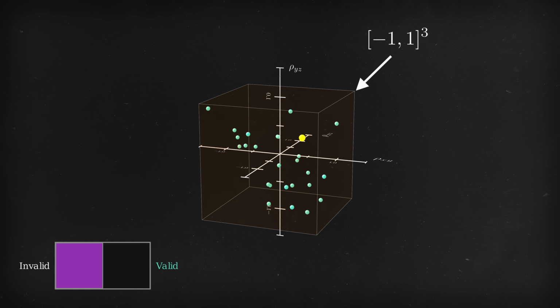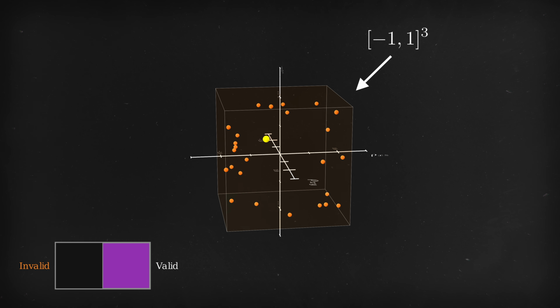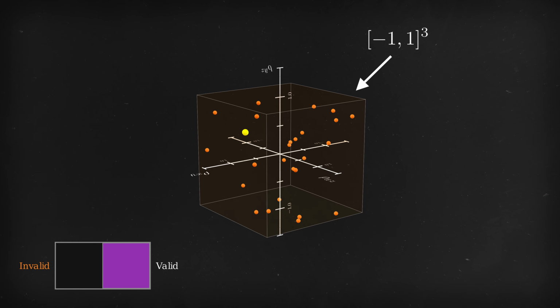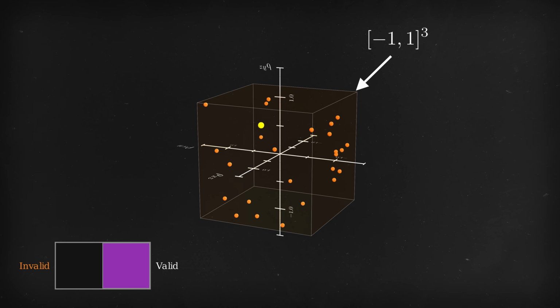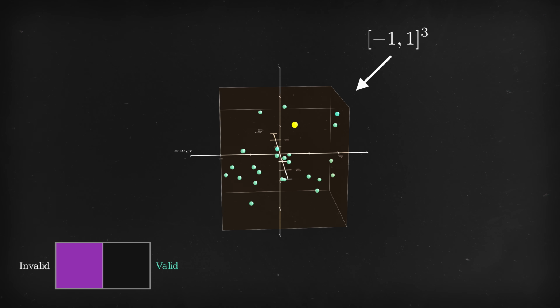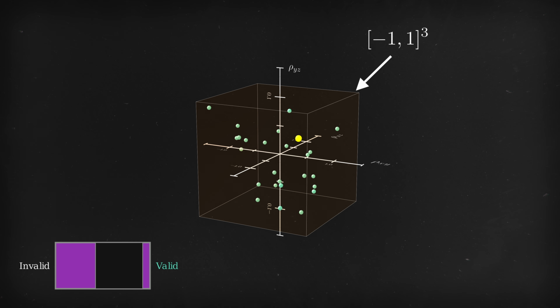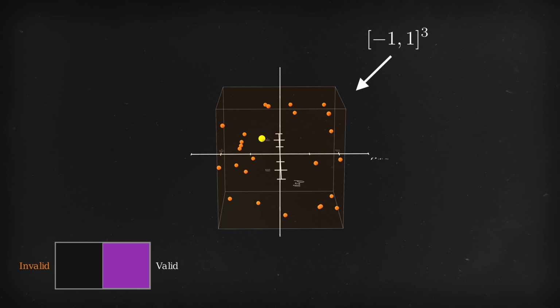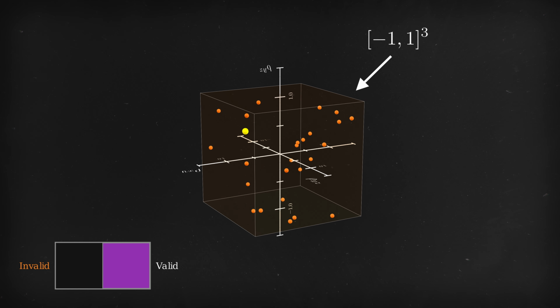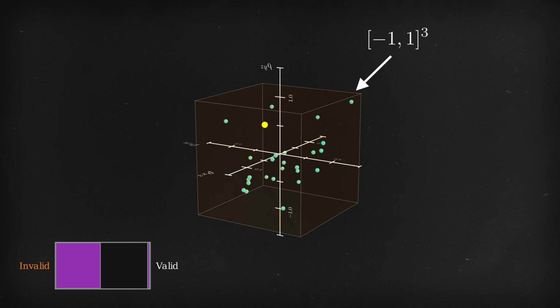Consider these 25 points that are not correlation matrices. Now, let me transform them into valid correlation matrices. What do you notice? Correlation matrices are restricted to a specific region within the cube, but what is the shape of this region?